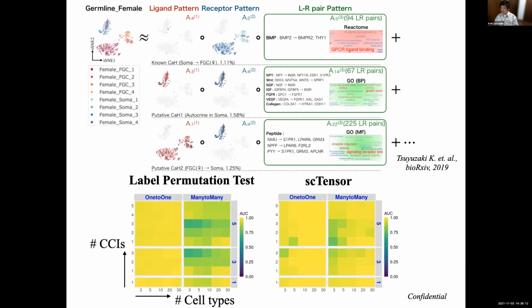Using scTensor, we could extract the triadic relationship, as you can see in this figure. Furthermore, our simulation dataset shows that scTensor has the ability to selectively detect only the correct CCIs compared to the label permutation test, which is a commonly used conventional method to detect CCI. This tendency is more pronounced when the CCI is many to many rather than 1 to 1. And it suggests that scTensor is an effective method for scRNA-seq data containing more complex CCI.